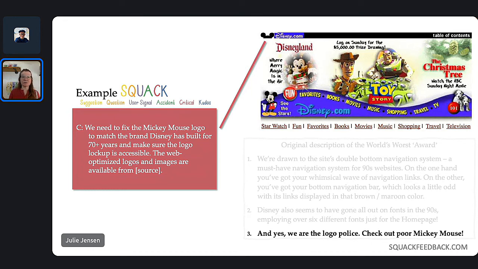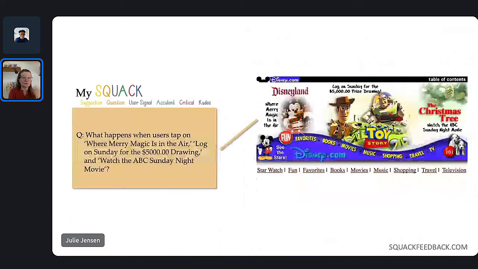It was a critical, but it's a pretty simple fix. And I'm here to kind of partner with you to make that happen. Of course, I also can't help but think there's other feedback that I would love to give, right? Like what happens when users tap on where Merry Magic is in the air? What's going on there? I want to understand.